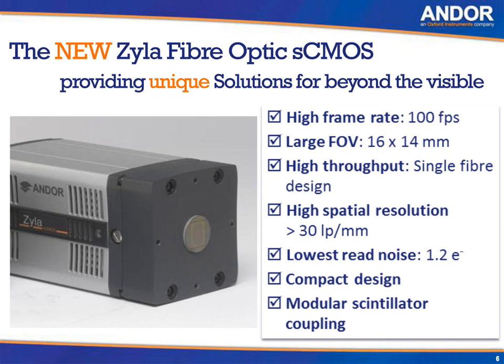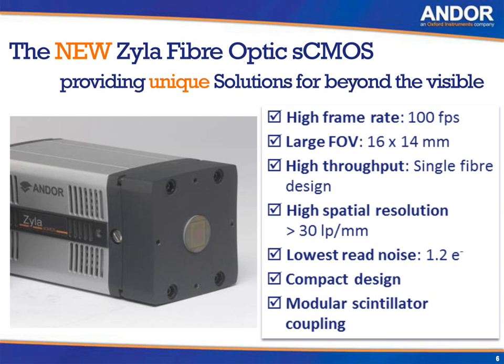Well, it means then we have a high frame rate, large field of view. So here we're talking 16 by 14 millimeters. We can also expand this by putting a higher taper on. We have the single fiber design. We have high spatial resolution. We have the low read noise. And then we move on to the capabilities we want to bring on top of that. So we've developed a detector which is running fast. It's efficient at the transfer of the light, but we also need to bring more to that because what we want it to be is a flexible tool. So we use a modular scintillator coupling.